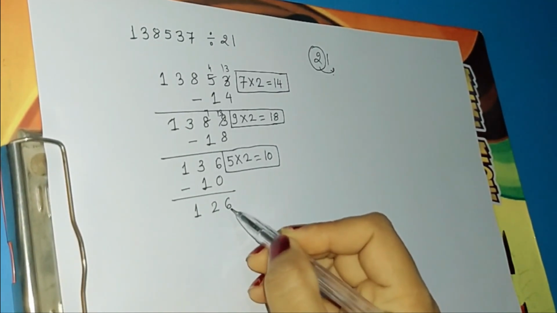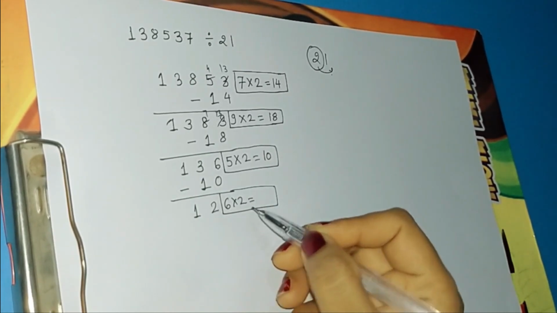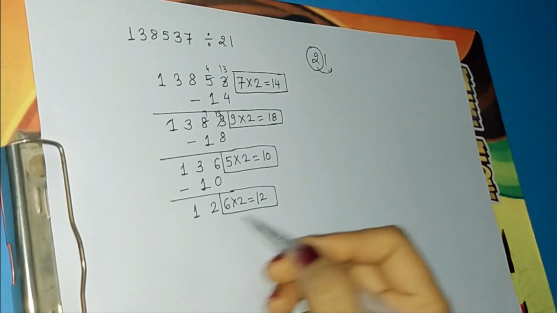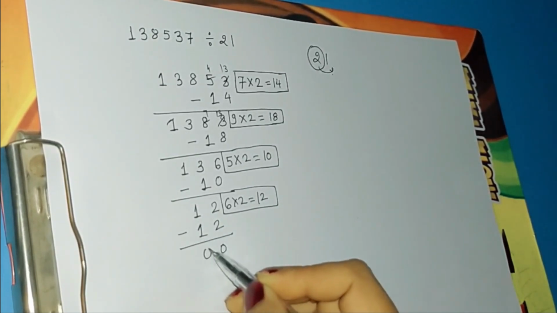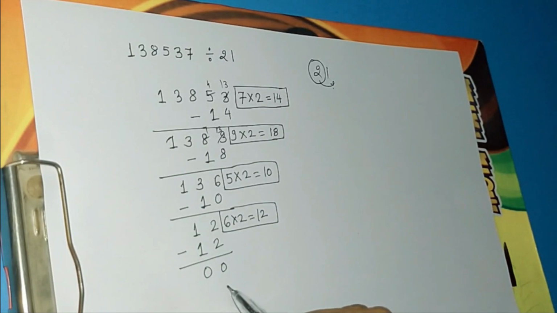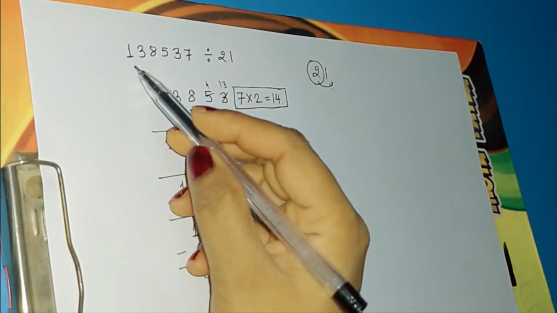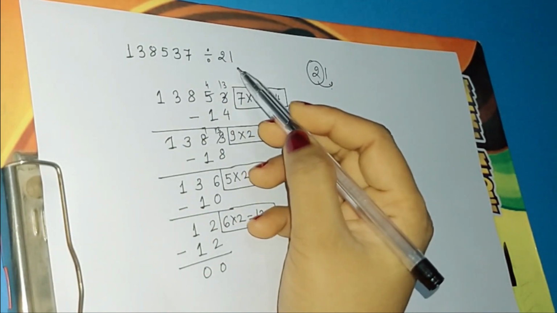Again we multiply the last digit by 2. So 2 times 6 is 12. We subtract 12 minus 12, that is 0. Finally we got 0, so we stop our process here. It means the given number 1,38,537 is completely divisible by 21.